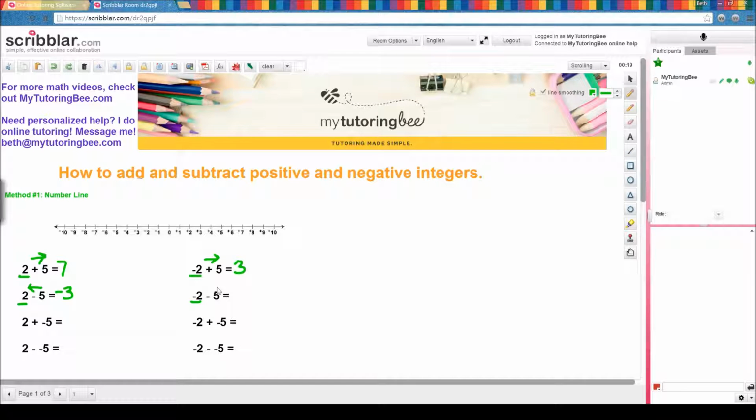Still again, we're subtracting 5, but this time we're starting at negative 2. So here we are at negative 2 on my number line, and we're still subtracting, so we're still going to the left. So we still move 5 units to the left. So that's going to put us at a negative 7. So you can see how the number line really helps you visualize exactly what these equations will end up being.